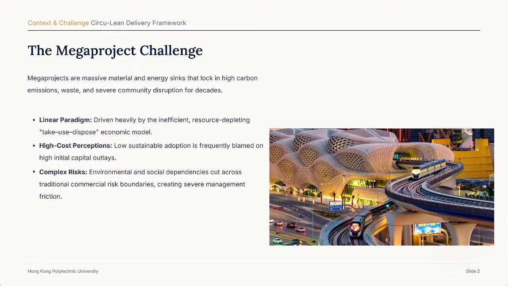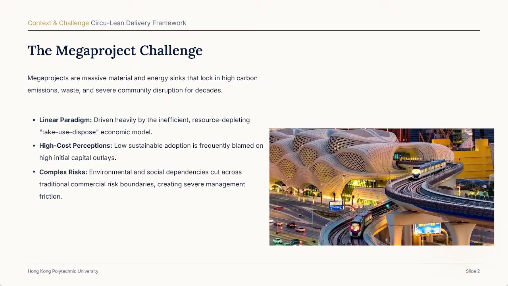Despite their marvels and evolution in recent years, mega projects are still massive material and energy sinks that lead to high carbon emissions, waste, and severe community disruption for decades, due to the linear paradigm, because it is take, use, dispose without any recycling.